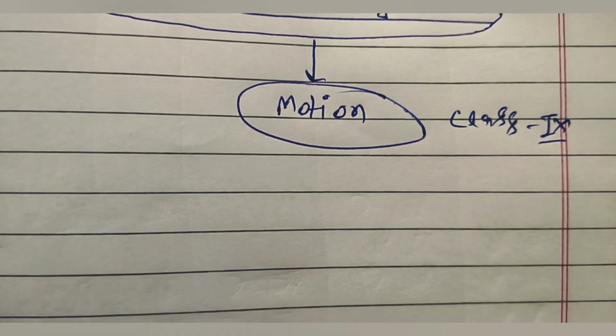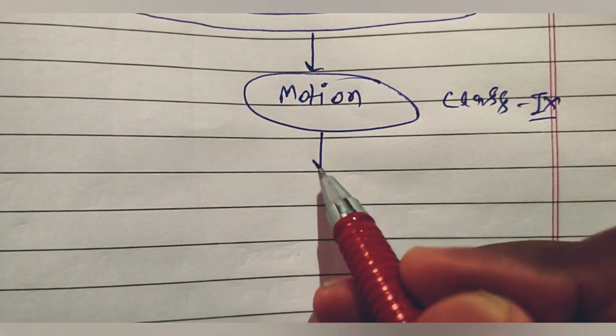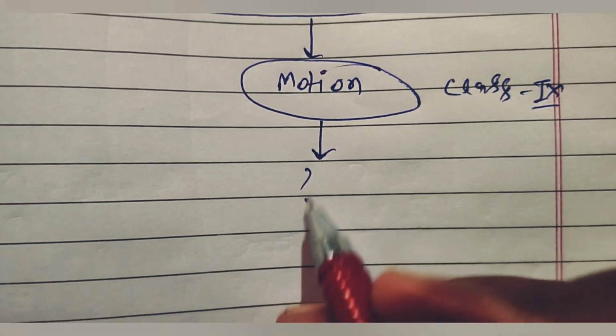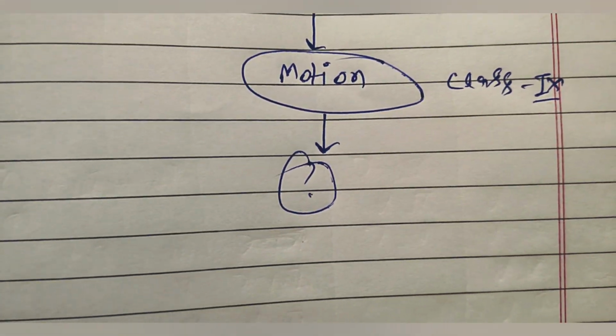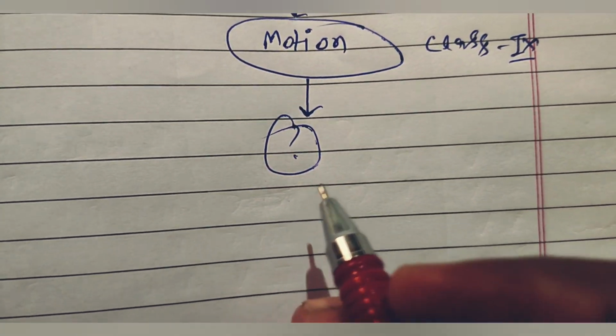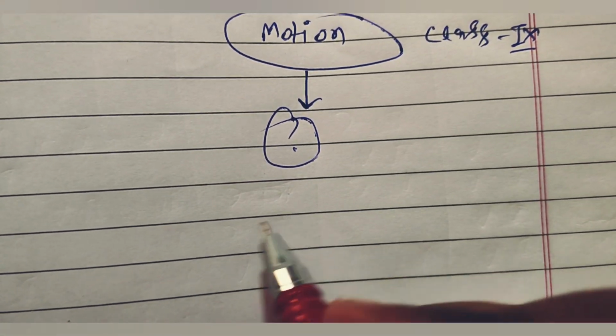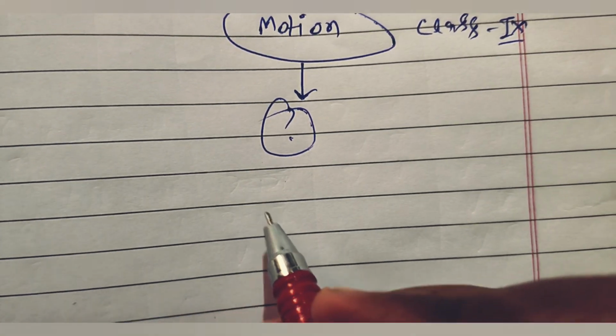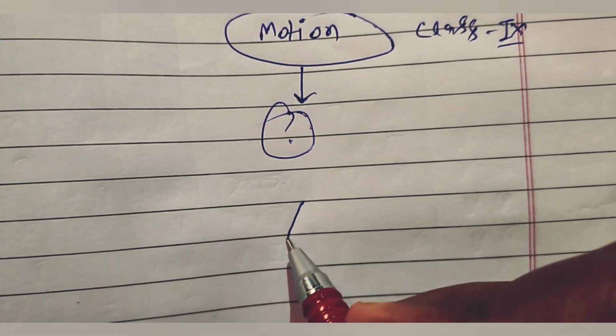So let's start. Whenever we are discussing motion, the first thing we should think is, what is motion? Whenever we talk about motion, first you have to know with respect to whom we are saying that we are in motion or not. So let's start. Suppose this is a car.